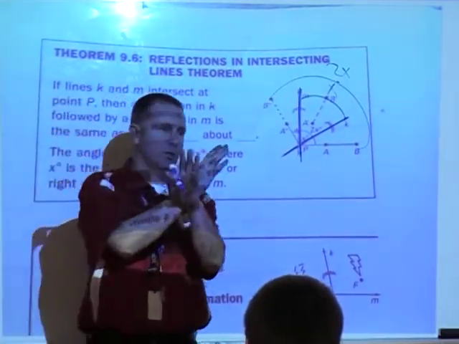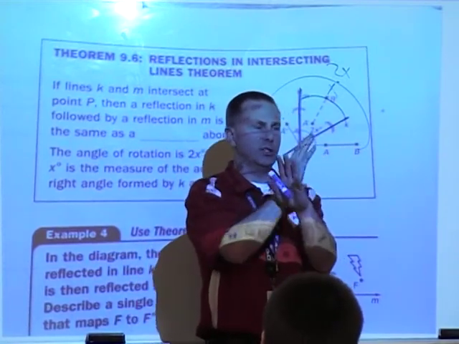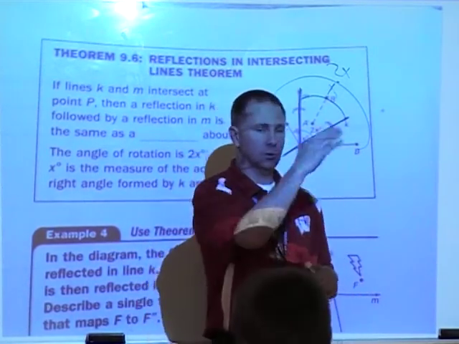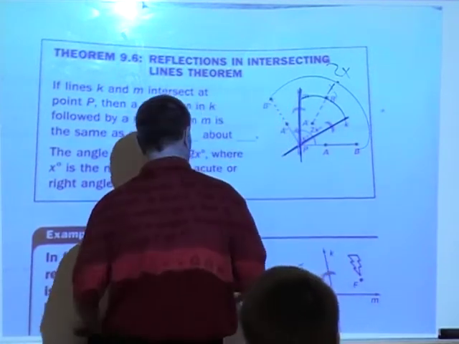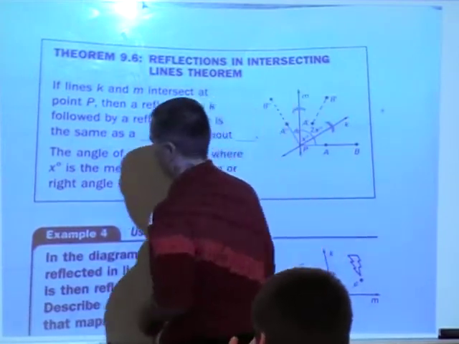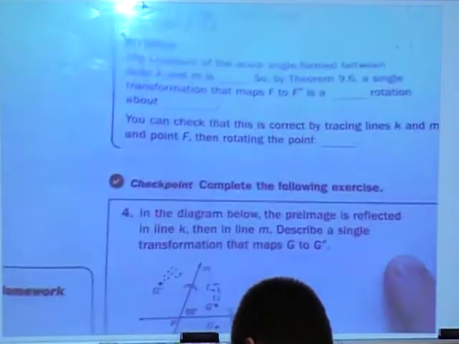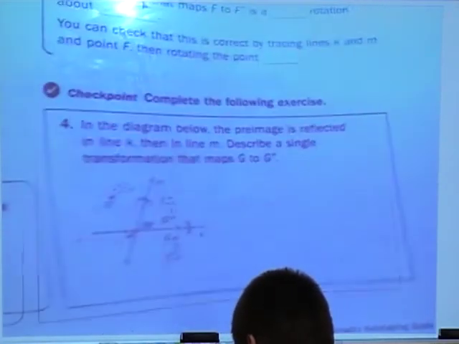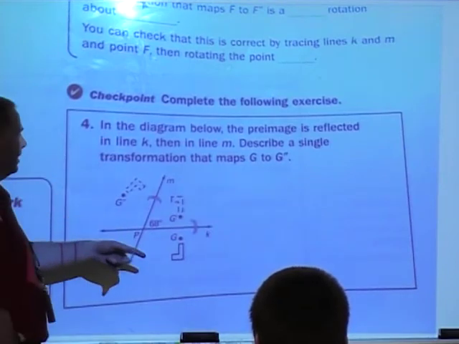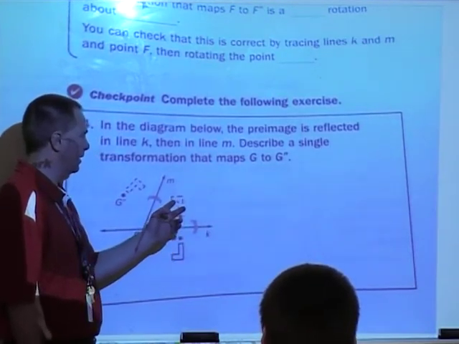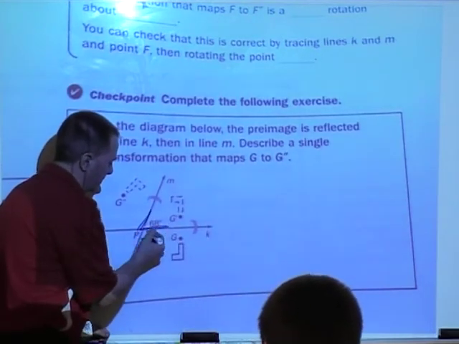So if you have 2 lines that cross and I reflect over both of them, all you have to do is double that degree between the 2 lines, and that's how much you're rotating it. Understand? Well, let's find out. Number 4 here. In the diagram below, the pre-image is reflected in line K, then in line M. So from here, it reflected to there, from here to there. The degree between the two lines is 68 degrees.